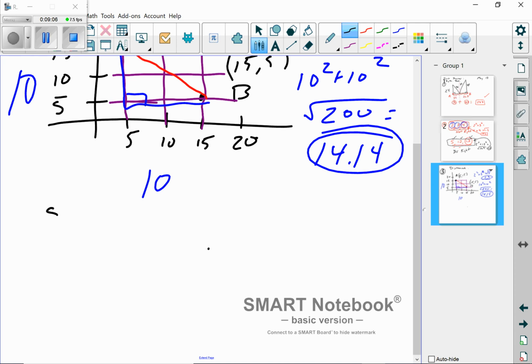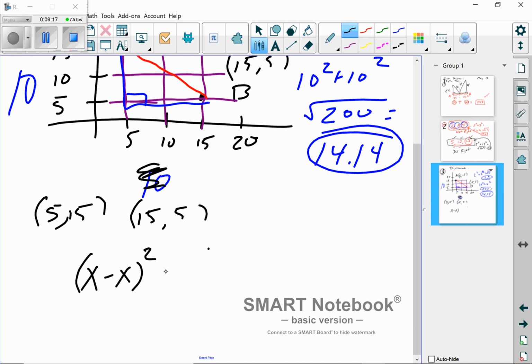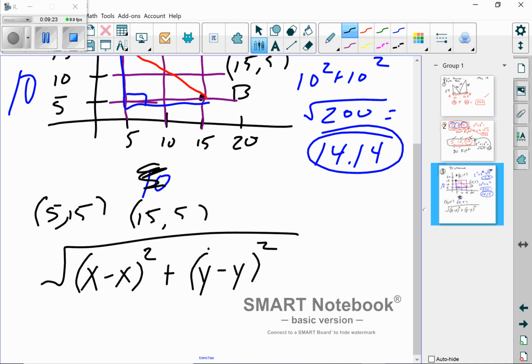So 5, 15. 15 and 5. Let's just review the formula real quick. On the formula we got x minus x squared. I don't care if it's x1, x2, whatever. Plus y minus the y squared. Square root of it all, right? Equals the distance between the 2 points.